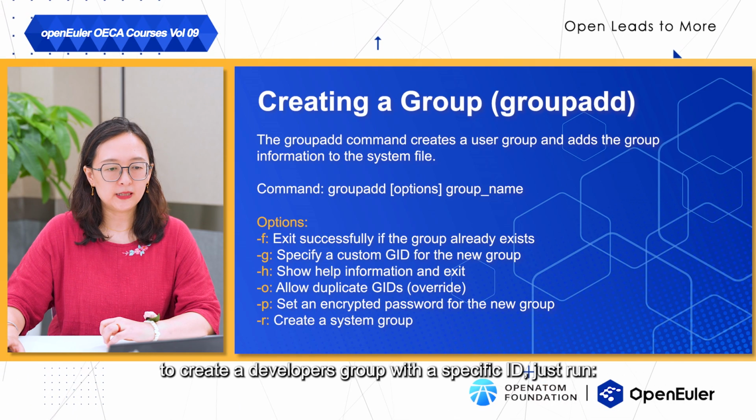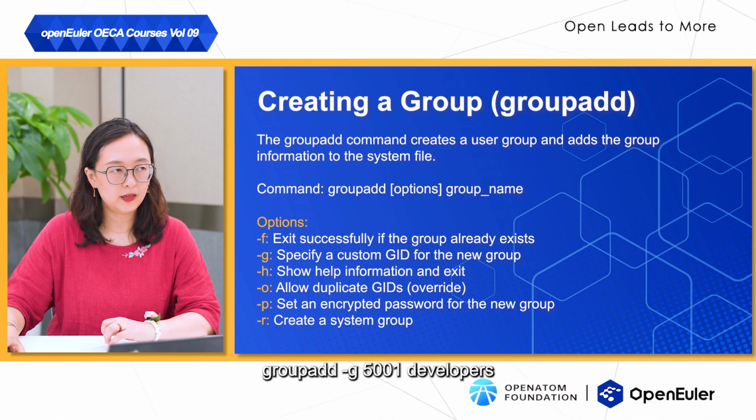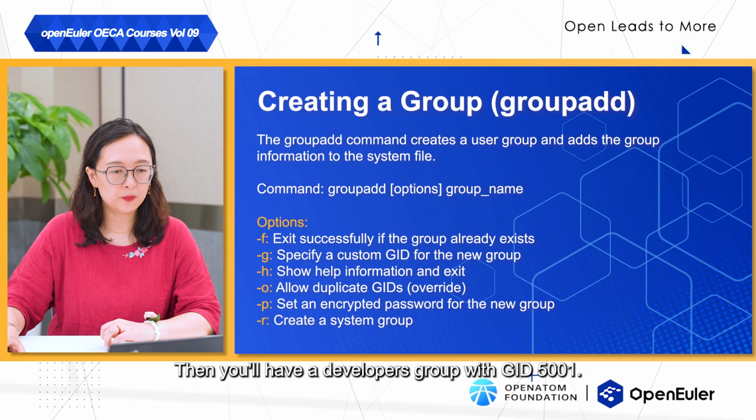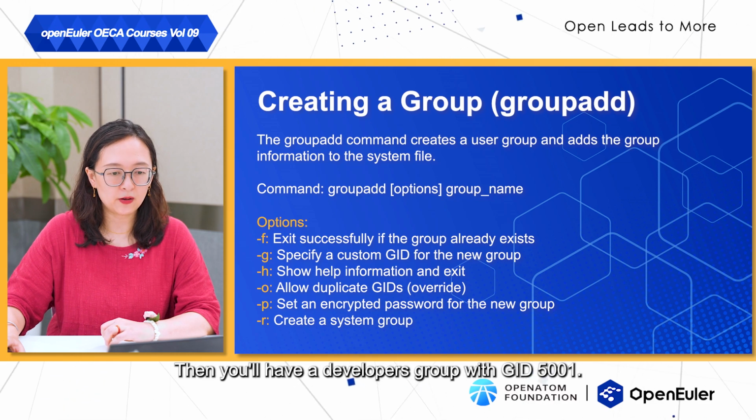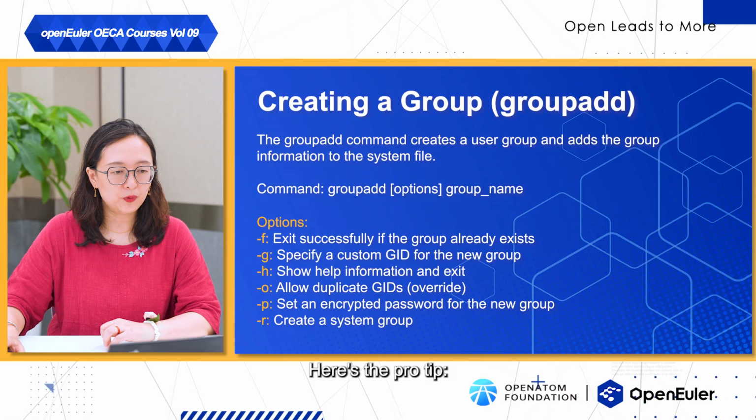For example, to create a developers group with a specific ID, just run groupadd space -g space 5001 space developers. Then you will have a developers group with GID 5001. Here's the pro tip.